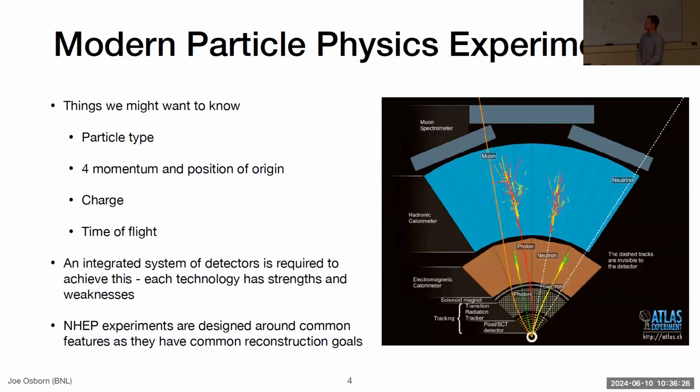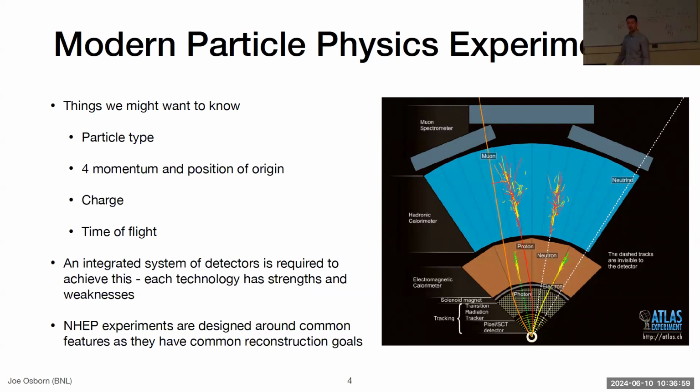Okay, so let's talk about modern particle physics experiments and what we would like to know. Generally the things at these multi-purpose experiments that we want to measure are things like particle type, the momentum, and the position of origin of a particle. So for example, you might want to know if a particle originates very close to the beam pipe down here or way far outside of the detector, depending on the type of physics process that you want to measure. You might want to know the charge of the particle so that you can differentiate between particles and antiparticles.